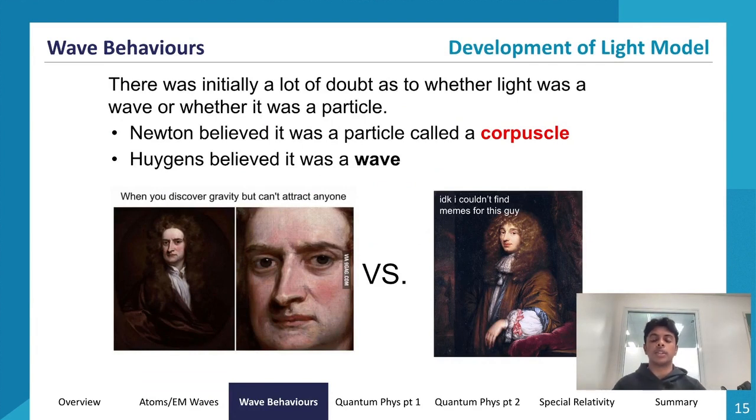So now let's go on to the development of the light model. This is where the story begins, so let's take this as chapter 1. In chapter 1, there was a lot of debate or doubt about whether light was a particle or a wave. Two guys spearheaded this argument. One was Newton, who believed that light was a particle, and he called these particles corpuscles. Then there was Huygens, who believed that light was a wave. These guys were battling it out, trying to prove to the other whether light was a wave or a particle.